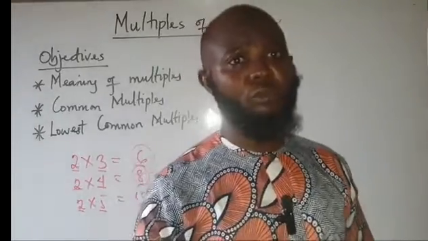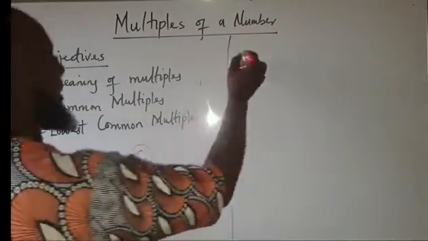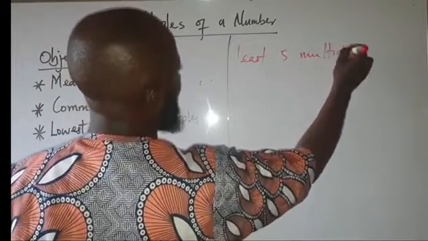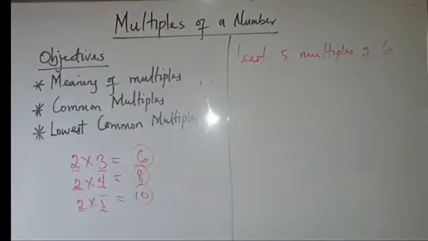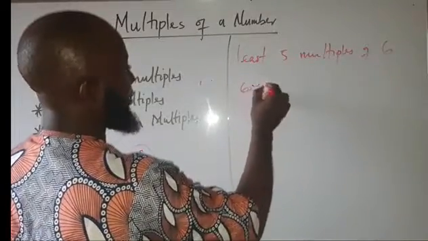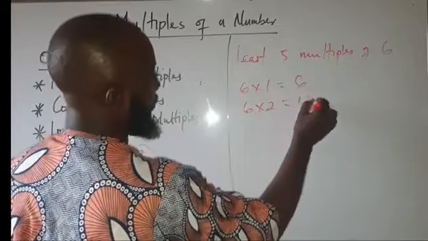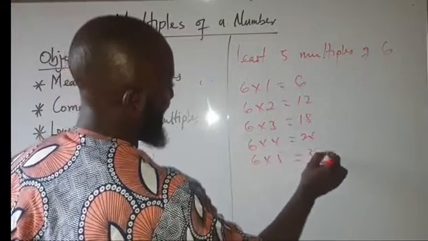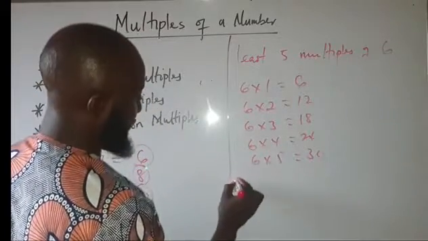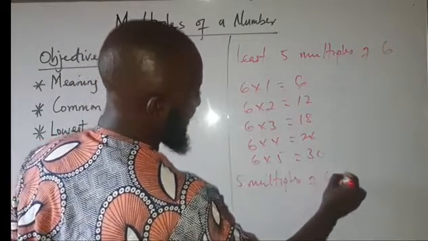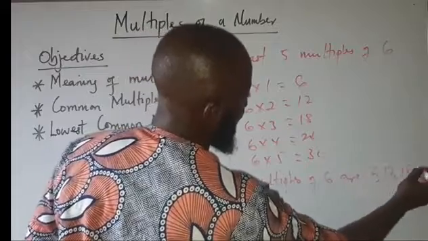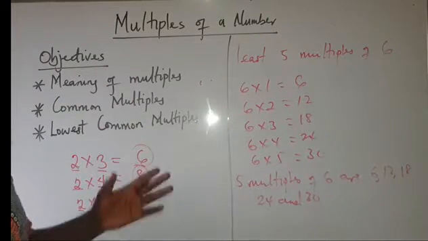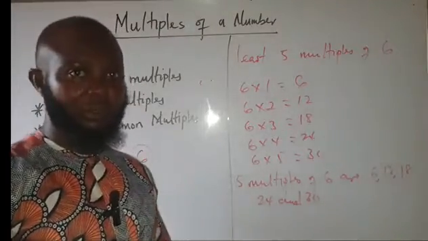So if they ask to list out multiples of a number, for example, if I ask you to list 5 multiples of 6, it means you start by saying 6 multiplied by 1, that gives 6. 6 multiplied by 2, that gives us 12. 6 multiplied by 3, that gives us 18. 6 multiplied by 4, that gives us 24. 6 multiplied by 5, that gives us 30. So 5 multiples of 6 are 6, 12, 18, 24, and what? 30. So I think we'll be able to define what multiples are and the connection we have between multiples and factors. Hope that is clear to you.